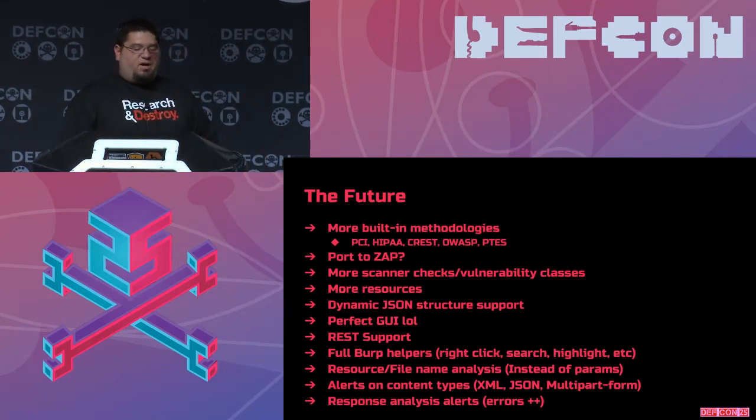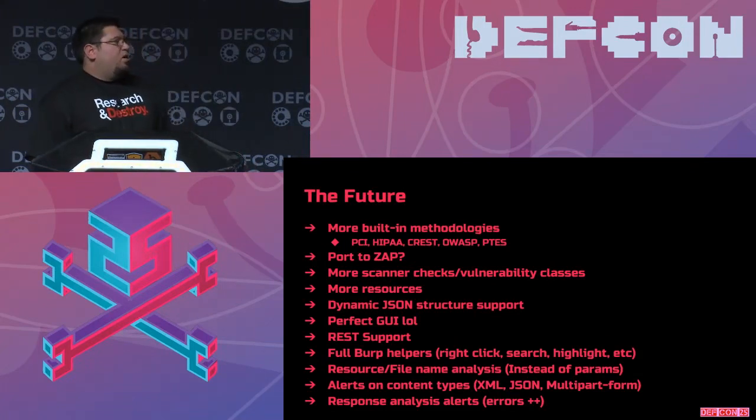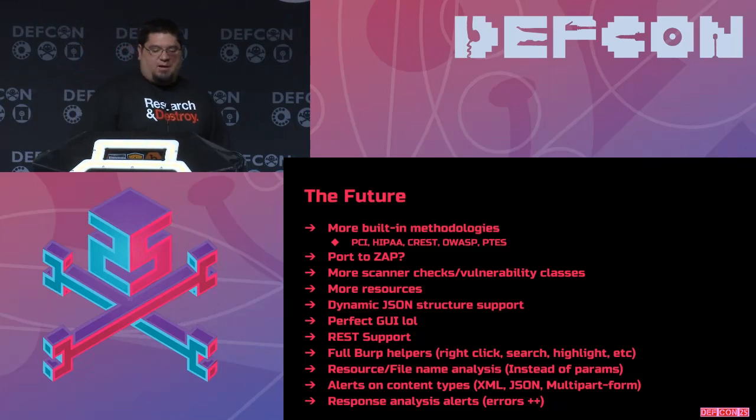PCI, HIPAA, CREST, OWASP, PTES all have methodologies or reference each other for methodologies and are kind of modified. So we would like to port these into that JSON schema so we can support using methodology for those. We like Burp, but a lot of people like Zap, so we could probably port this to Zap at some point in the future. More scanner vulnerability checks and classes with data sets from not just us, from other people. More resources, more testing resources for new people getting into application assessment. So cheat sheets, guides on exploitation, good ones, internal methodologies for testing certain vulnerability classes, etc.